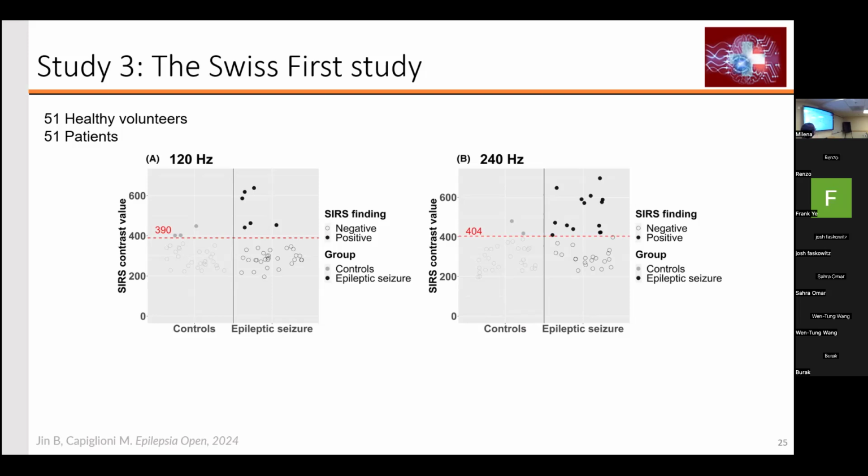And what we saw is that if we calculate the average cluster for all the subjects, either epileptic seizure or controls, there are higher clusters in the epileptic seizure group that exceed the threshold. Whether this is an indicator of the seizure on its own, we don't know, because we don't even know if they have epilepsy. And that happens more at 240 hertz.